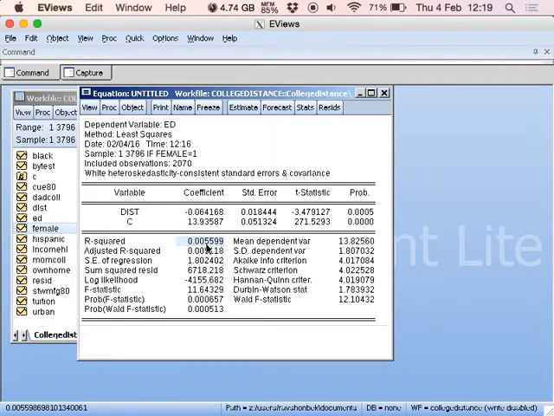Okay, now this is not the story we're looking at. The story we're looking at is, what is the effect? The effect is negative 0.06. So can anyone interpret this in context?